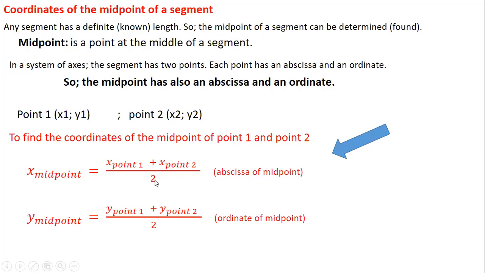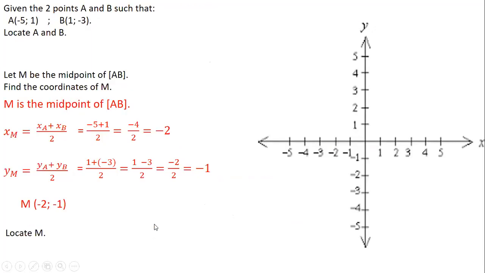I told you yesterday, why did we divide by 2? Because everything I'm getting its middle or its half, I divide it by 2. So this is the abscissa of the midpoint. The ordinate of the midpoint is the ordinate of the first point plus the ordinate of the second point, also divided by 2. And together we applied this exercise.